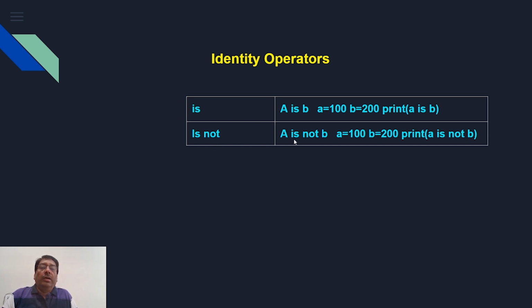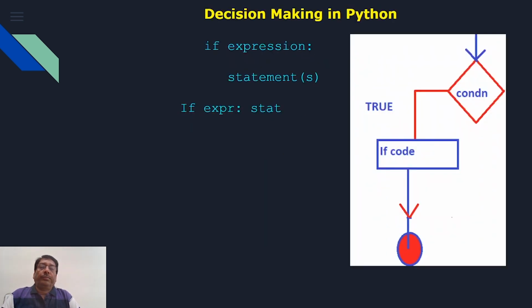Is not. A is not B. A is 100, B is 200. Print A is not B. Then it is going to give you the result as true because A is not equal to B and so on. So this is how you can make use of identity operators. Okay, so these are the various operators that we have seen.